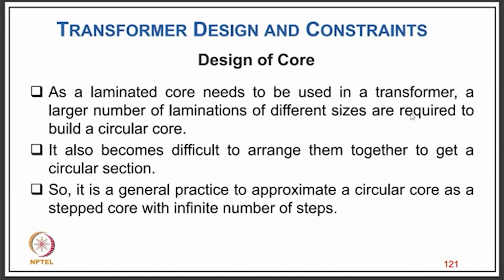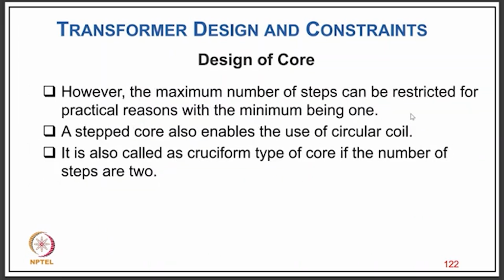Now coming to the design of the core: as a laminated core needs to be used in the transformer, a large number of laminations of different sizes are required to build a circular core, and it also becomes difficult to arrange them together to get a circular section. So it is general practice to approximate a circular core as a stepped core with a finite number of steps. However, the maximum number of steps can be restricted for practical reasons, with the minimum being 1. A stepped core also enables the use of circular coils, and it is called a cruciform type of core if the number of steps is 2.